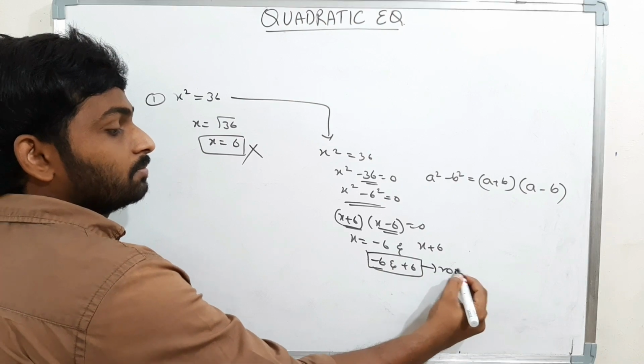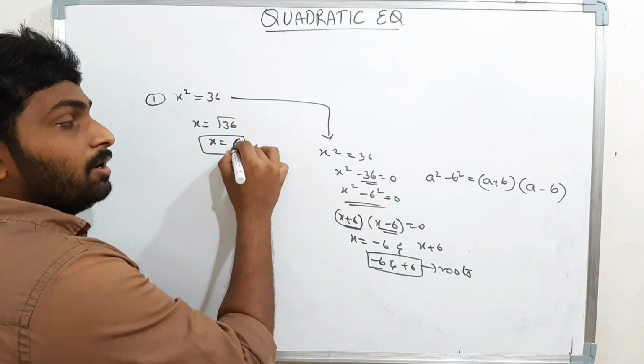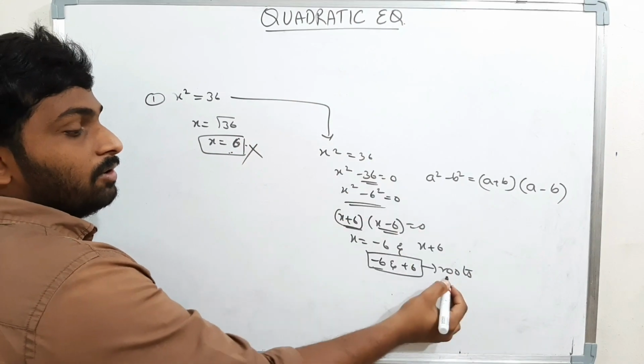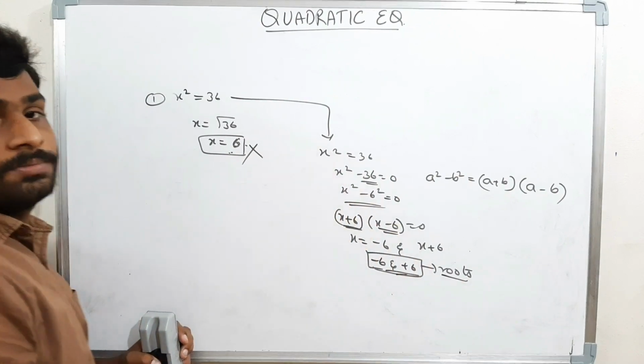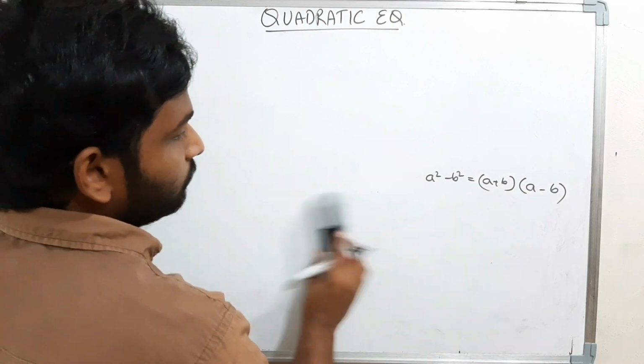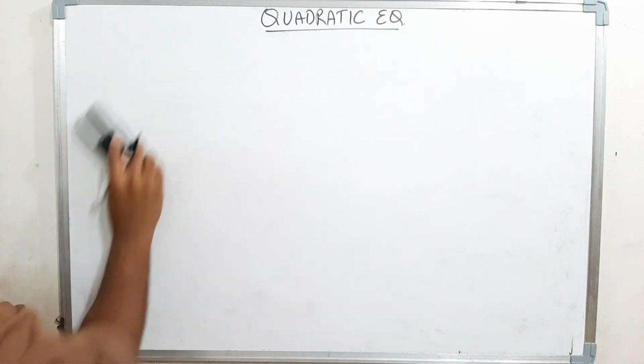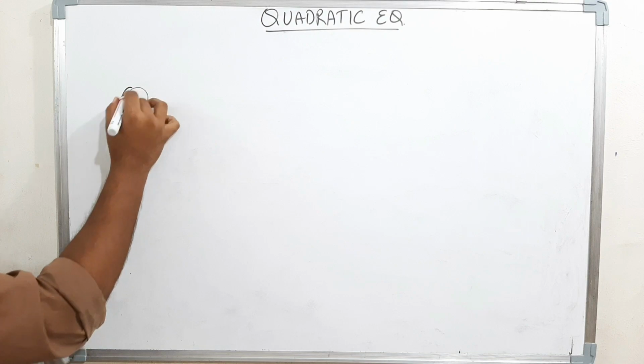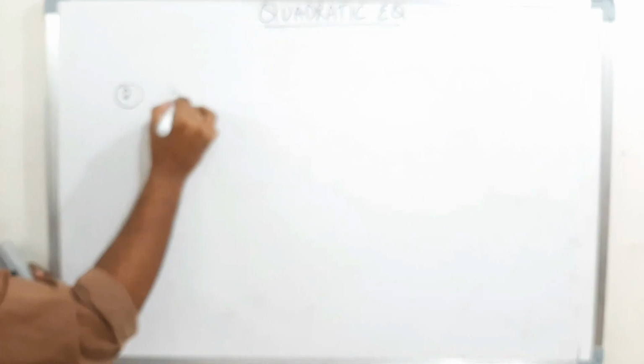There are two roots. If I do it in this method I am getting only one root, but if I do it in this method I am getting two roots. Okay, next one. This is one more example.